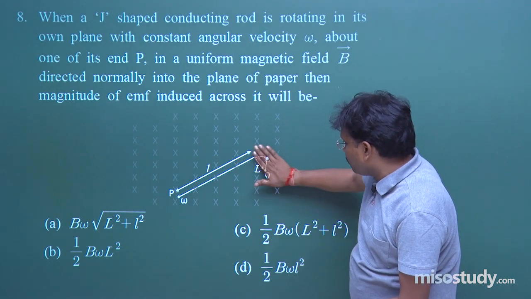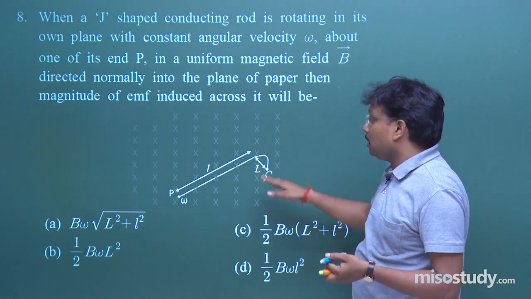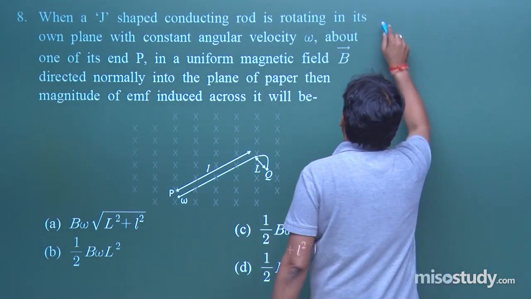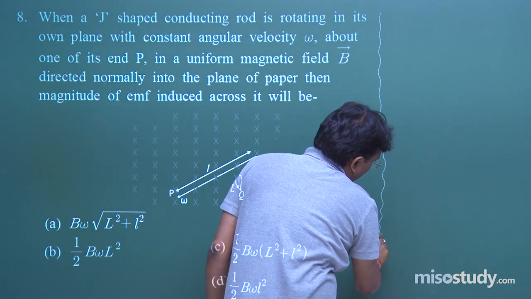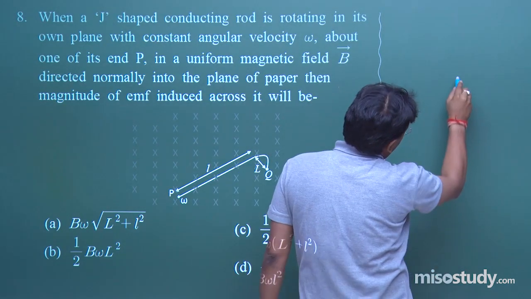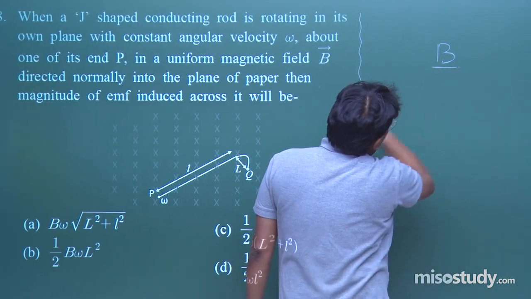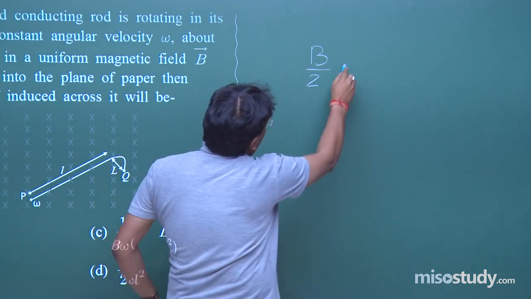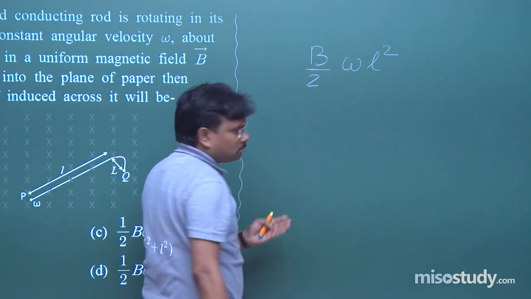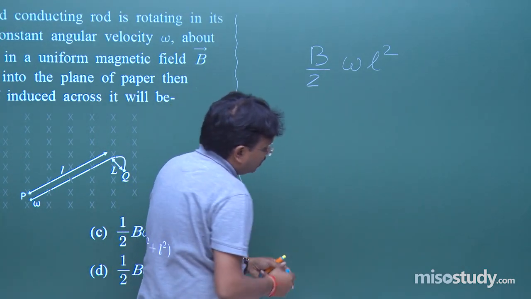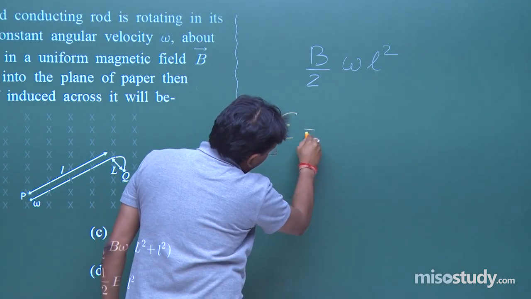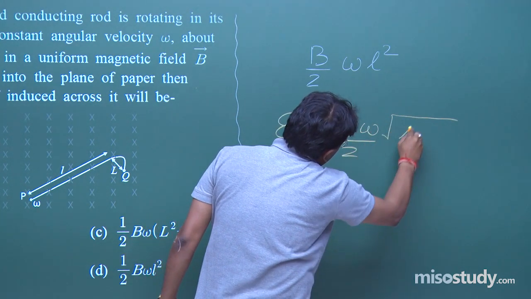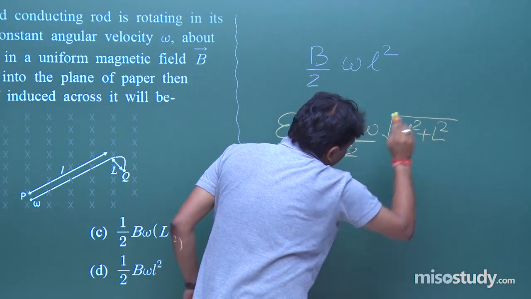If you forget this portion, the question is simple, but if the portion is curved, then what will be the answer? And after getting the solution, you will say, oh, this is the solution of this problem. Let me write it in a different manner, otherwise I was supposed to write half omega L square, same result, no difference. That is B omega by 2 under root L square plus L square.